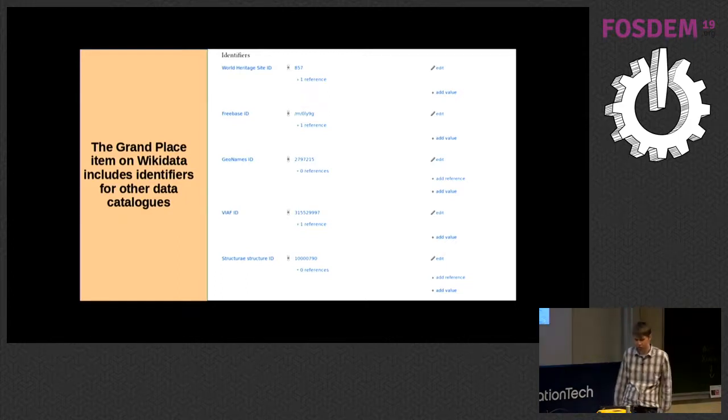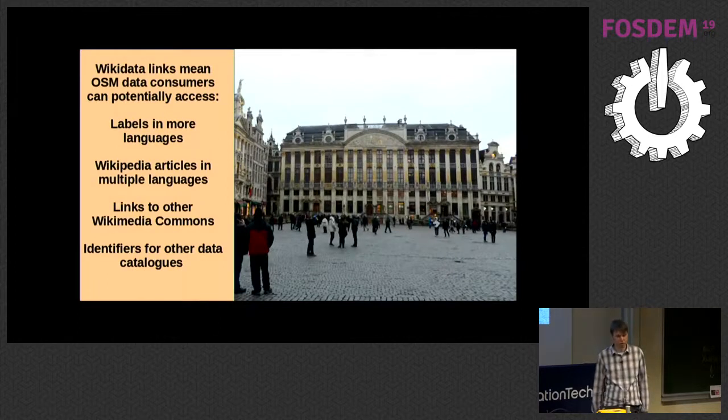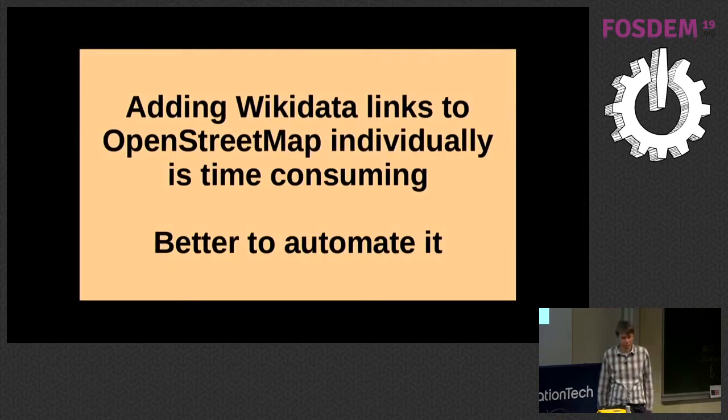So just to recap, this is what we get: labels in more languages, links to Wikipedia, links to Wikimedia Commons, identifiers for other data catalogs. So this is a good thing, but there's people adding the tags by hand to OpenStreetMap, but it's time consuming, and so that's why I thought it would be good to automate it.